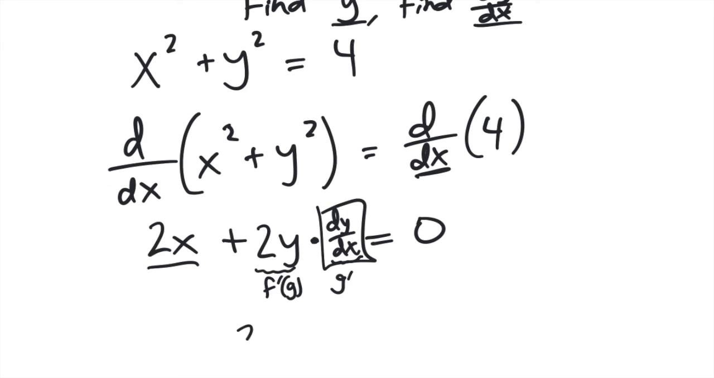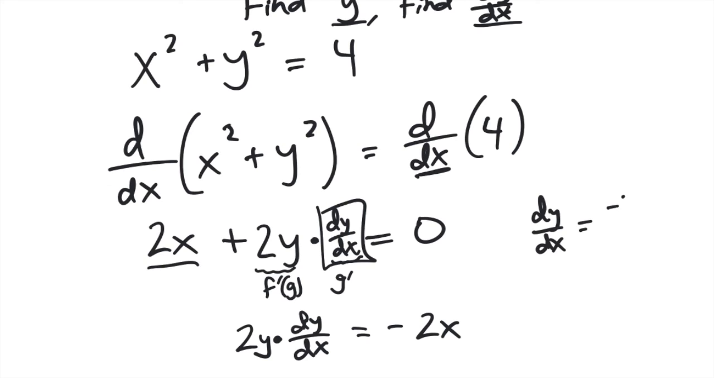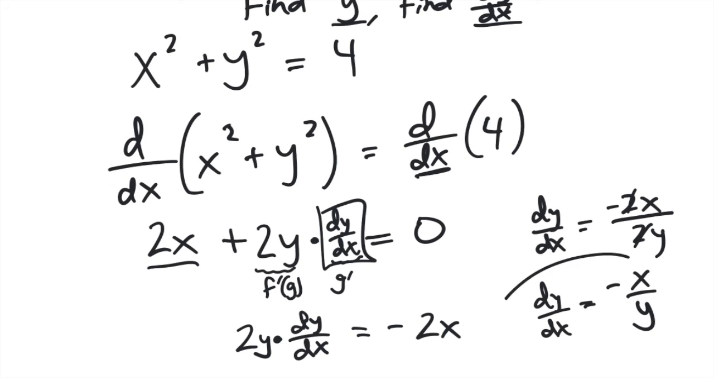So we're going to have something like 2y times dy dx equals negative 2x. Go ahead and move that 2x over to the other side. And now get dy dx all by itself. These are being multiplied, so divide by 2y. So dy dx now is equal to negative 2x over 2y. And the 2's can cancel, and you end up getting dy over dx equals negative x over y. And there we got dy dx all by itself.